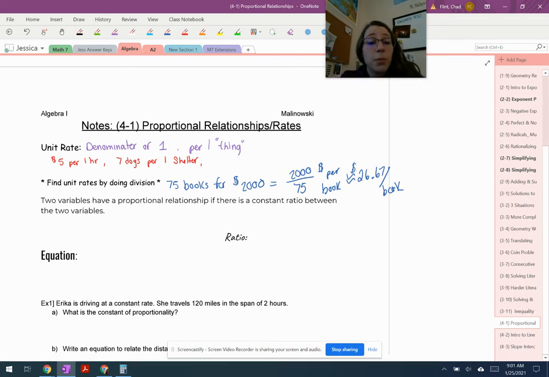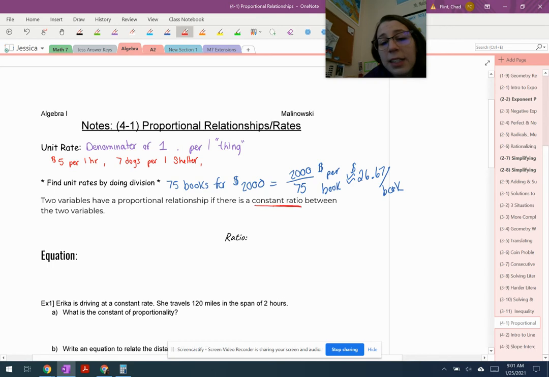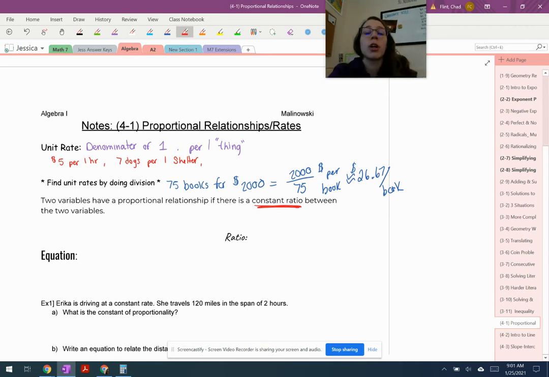Two variables have a proportional relationship, which is what this is all about, if there is a constant ratio between the two variables. If x and y have a constant ratio, you know, if for every time x goes up by 1, y goes up by 2, they have that constant ratio or a constant rate of change. Keywords.